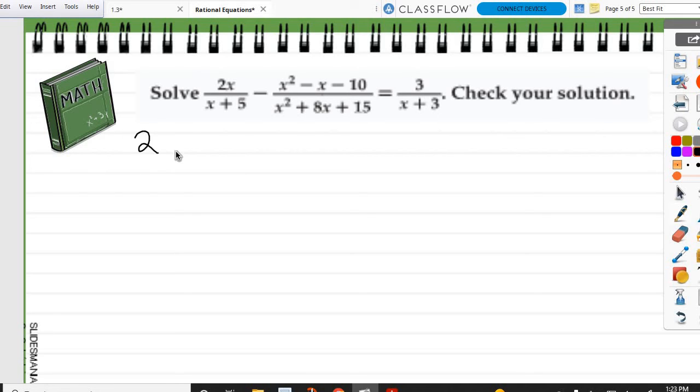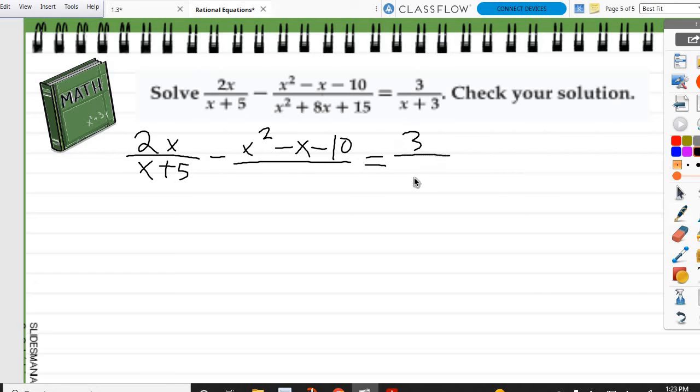So which one are we going to need to factor? So what multiplies together to give me 15 that adds together to give me 8? 5 and 3. Well, that's helpful, because now, what's my least common multiple going to be?